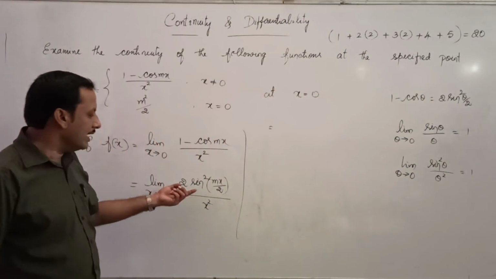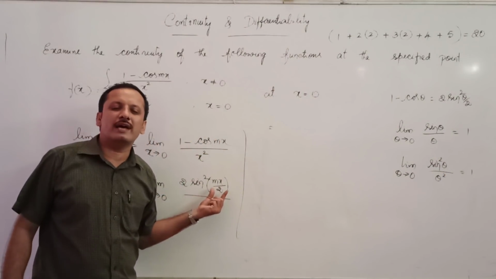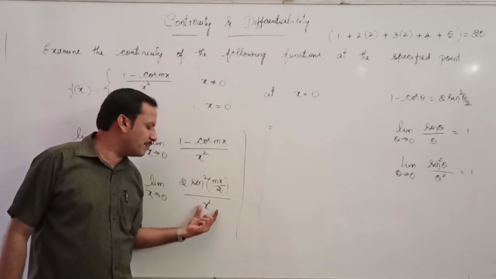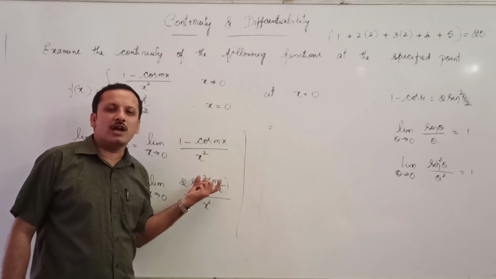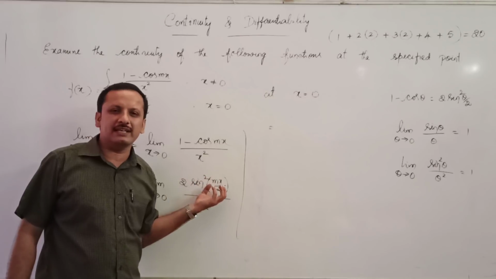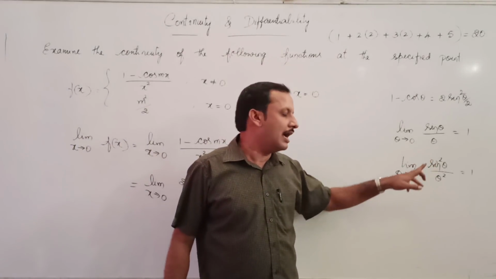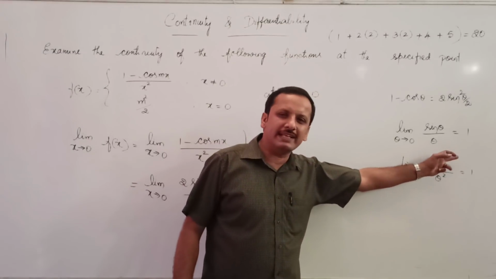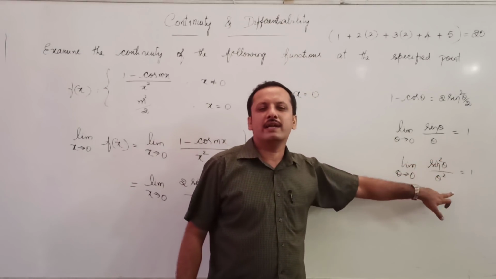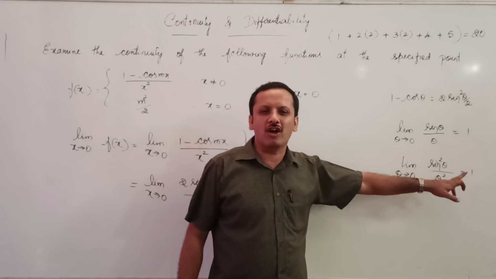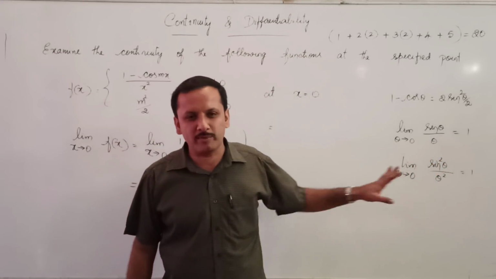So now here you observe we have sin square mx by 2. So what do you prefer in the denominator? When you have sin theta in the numerator, we want theta in the denominator. And when we have sin square theta in the numerator, we want theta square in the denominator in order to use this formula.